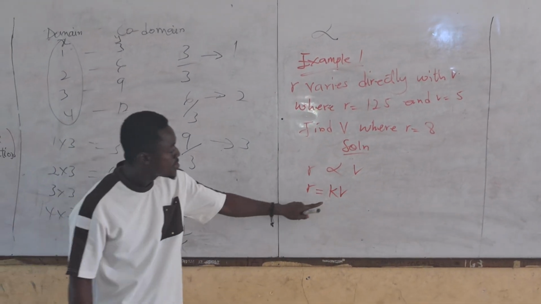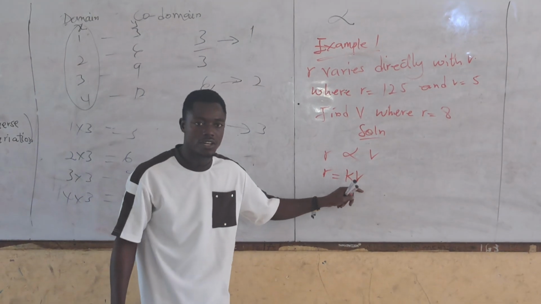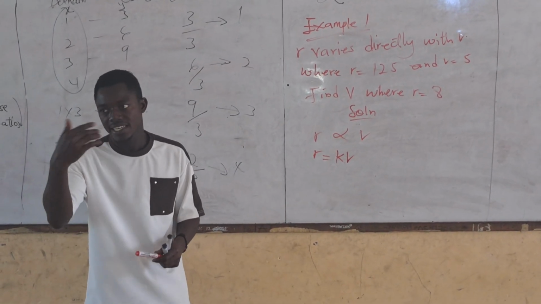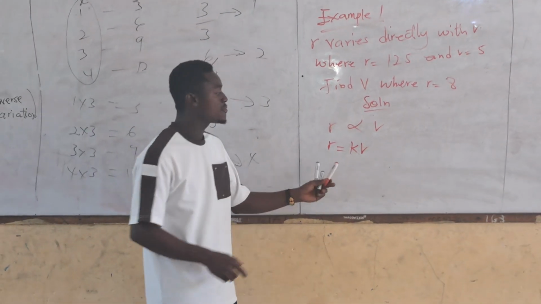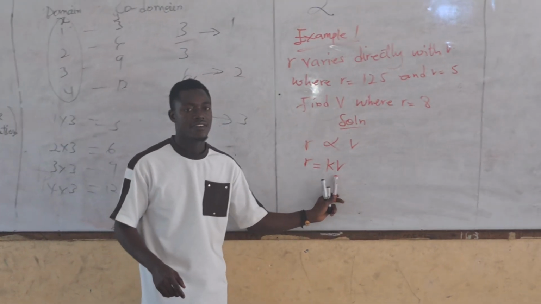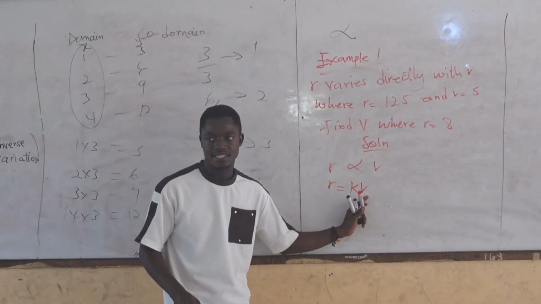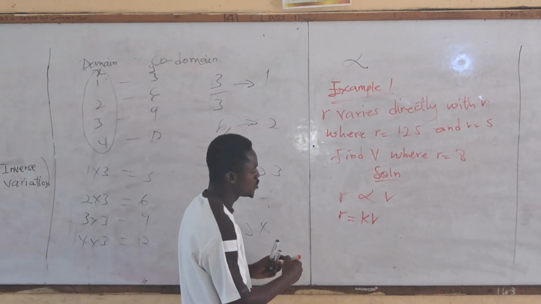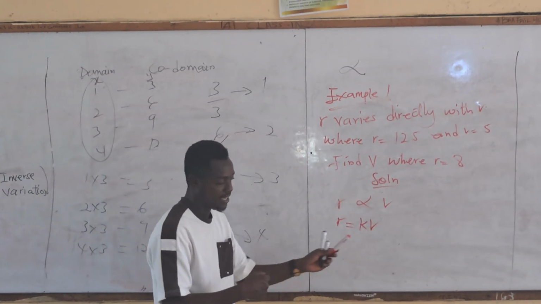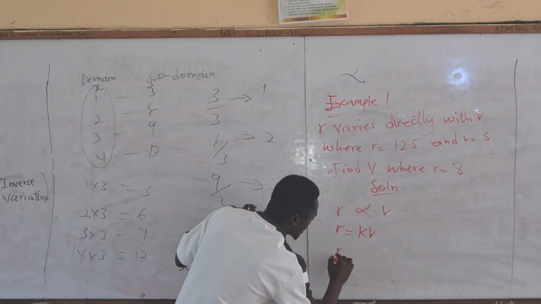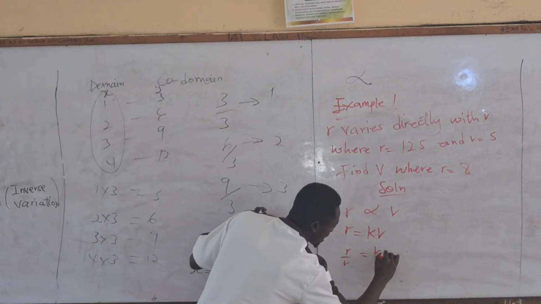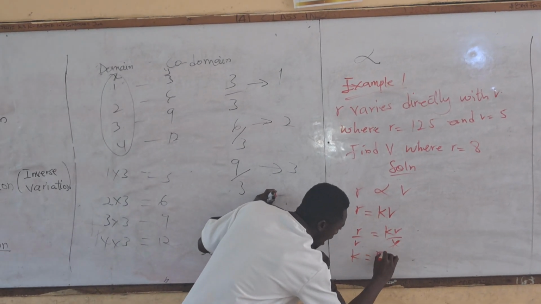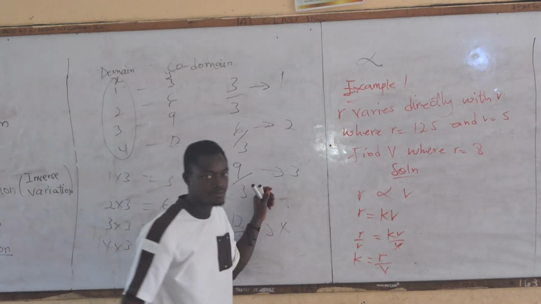Now from here, we can solve for K, that's the constant. In finding the K, we divide both sides by the variable that is attached to the K, or the coefficient of K. So you divide both sides by V. Moving to the next line, divide here by V, also by V, and the V cancels. Therefore, we have K equals R over V.